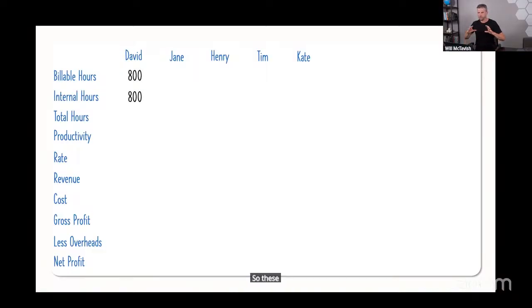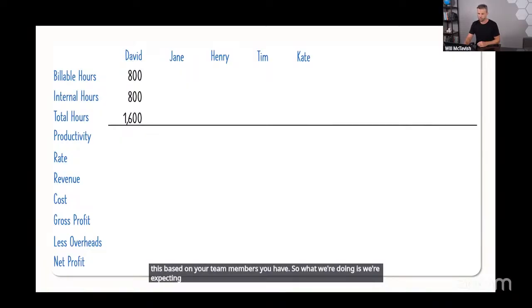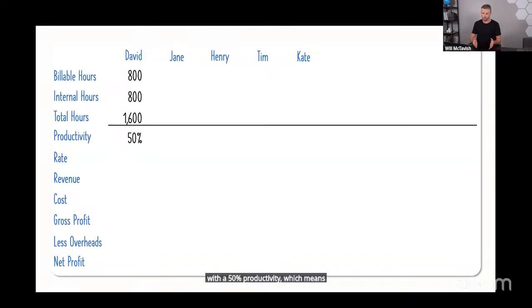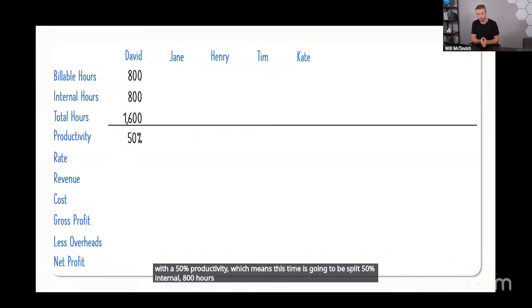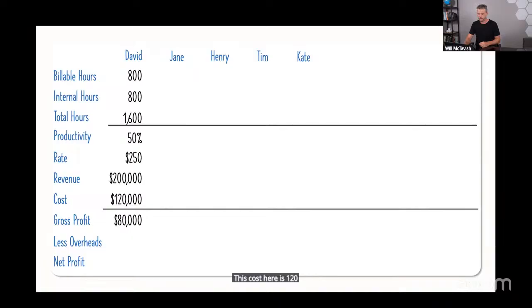So this is a sort of back of a napkin type plan around your capacity and what profit you could expect the firm to have. So you can all do this based on the team members you have. So what we're doing is we're expecting David to work full-time, 1,600 hours, with a 50% productivity, which means his time is going to be split 50% internal, 800 hours, and 50% of his time will be billable on client work. Now, his rate I've put in here at $250 an hour. So the revenue we'd expect him to generate would be $200,000. His cost here is $120,000, giving us a GP of $80,000 on David. Then we're going to put our overheads and net profit in at the end, okay?